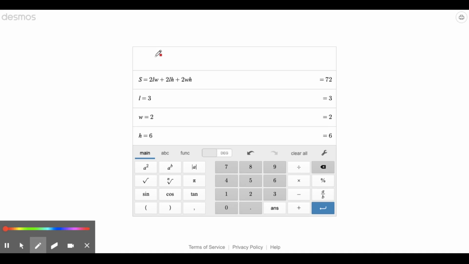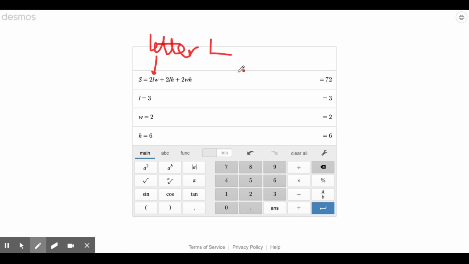Again, quick reminder, that's the letter L for your formulas there and for right there. That is the letter L. That is not the number 1.